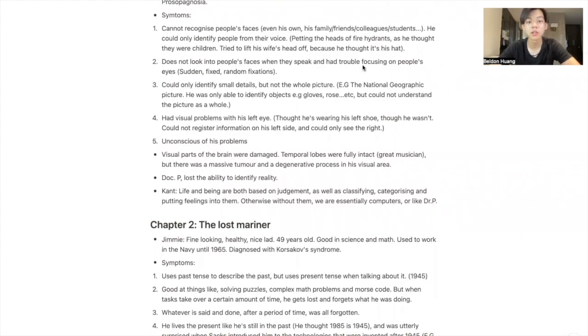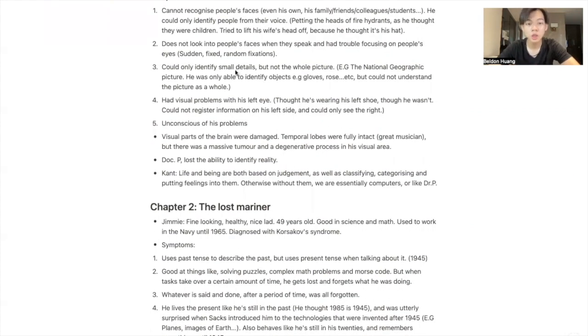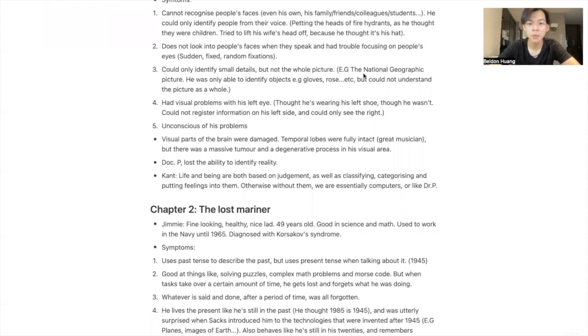And he does not look into people's faces when they're speaking and had trouble focusing on people's eyes as he had sudden random fixations as he's looking at people and looking at them talk. And he could only identify small details, but not the whole picture, which could be seen through the example of the National Geographic picture. He was only able to identify objects, for example, gloves, roses, etc., but could not understand the picture as a whole.